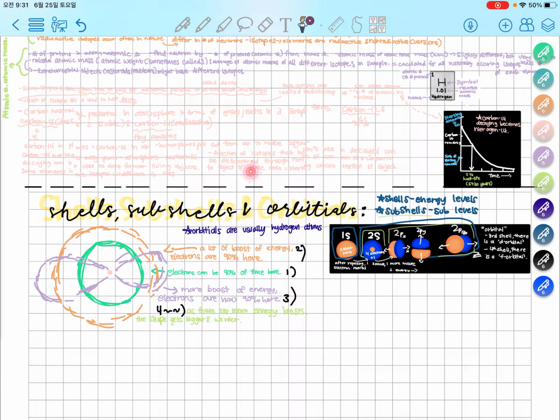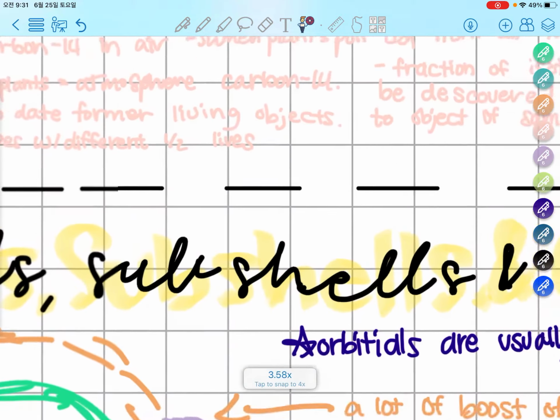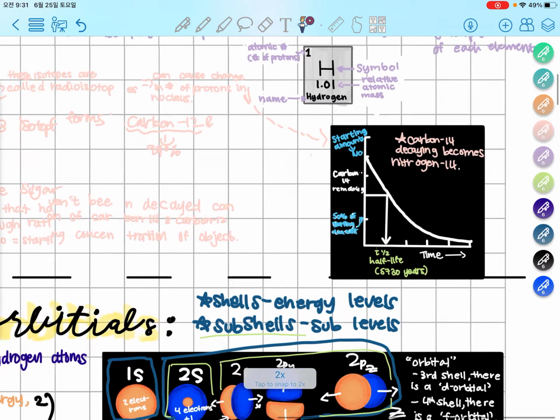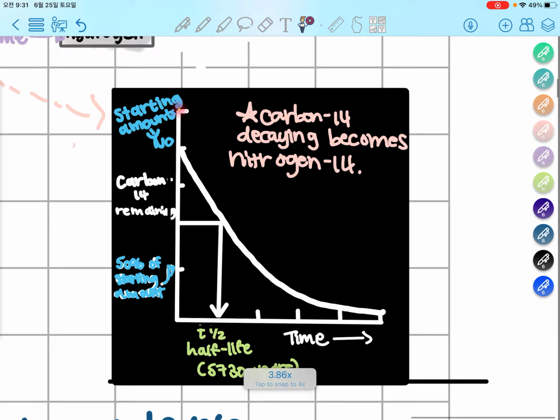Decay can be used to date formerly living objects, since the ratio equals the starting concentration of the object. Some elements have isotopes with different half-lives. So as you can see, this is kind of like a timeline of carbon-14.